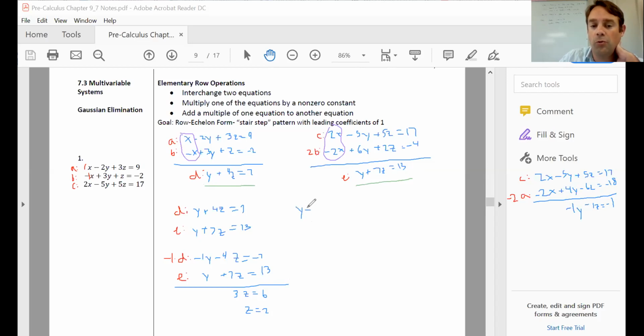So y plus 4z equals 7. And we're going to plug in our number here. So y plus 4 times 2 equals 7. So this is where they said you eliminate all the way down to one variable. That's the whole Gaussian idea. Get it down to one variable, solve that, and then work your way back up, going backwards to find out the other two. So y equals -1.